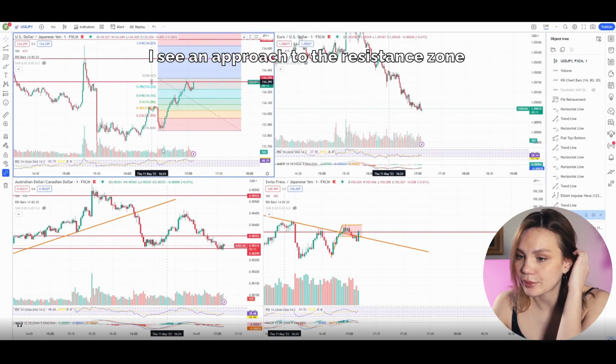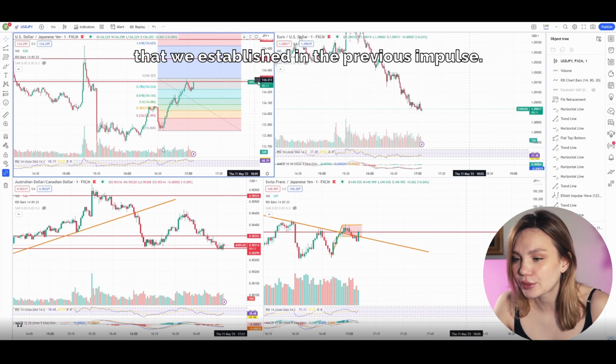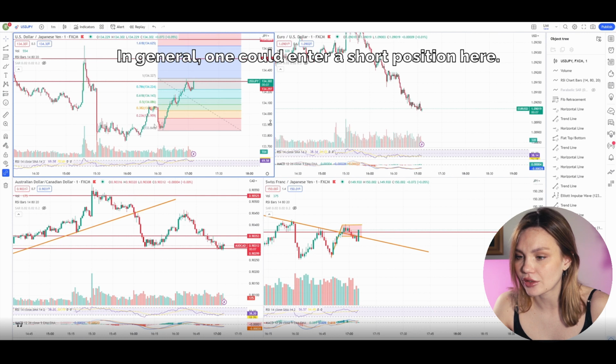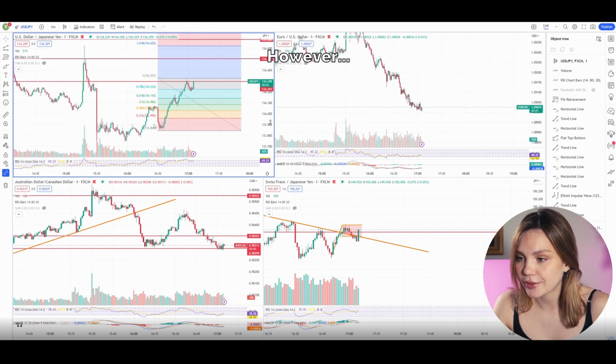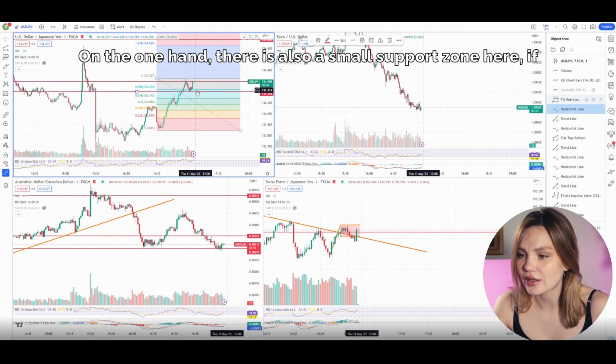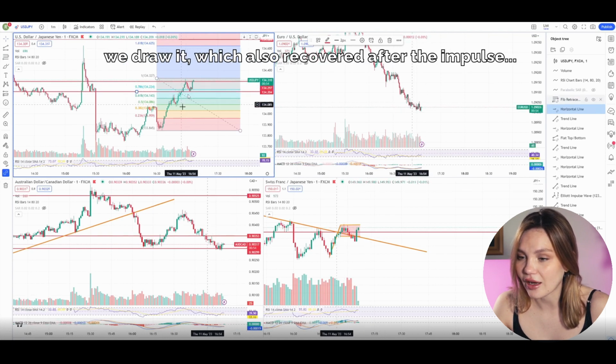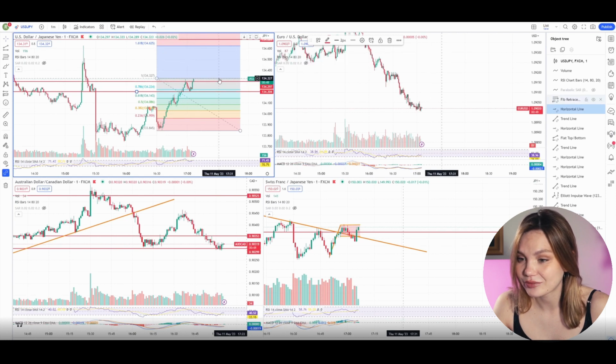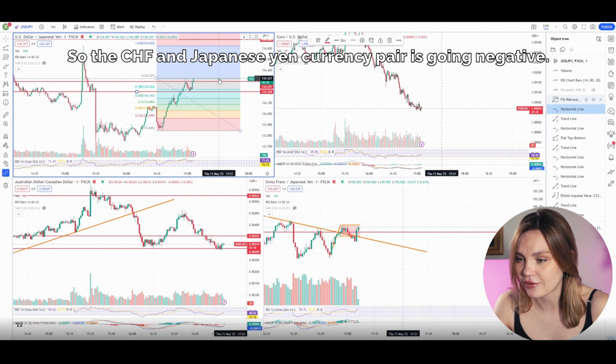Next is the currency pair of the US dollar against Japanese yen. I see an approach to the resistance zone that we established in the previous impulse. In general, one could enter a short position here. However, on one hand, there is also a small support zone here if we draw it, which also recovers after the impulse. This could be a highly uncertain trade. This is a very high risk, so the CHF and Japanese yen currency pair is going negative.